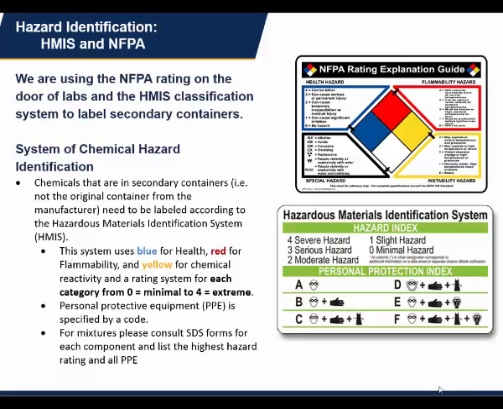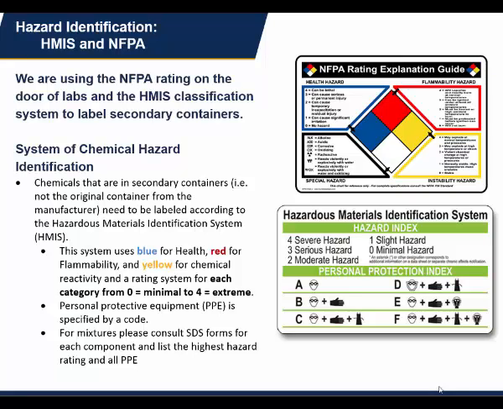On the door, or close to the door to any research lab, you'll see an NFPA rating diamond, and you'll be able to know the highest level of hazard that is contained within this environment. What we'll find with the HMIS system is that individual chemicals will have a hazard associated with them. Again, blue for health, red for flammability, yellow for chemical reactivity. If there is any special hazard, such as the compound being corrosive or acidic, you'll see that information in the white part of the diamond.